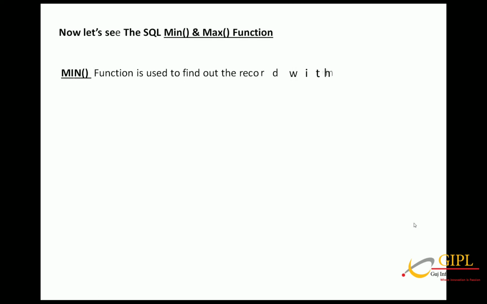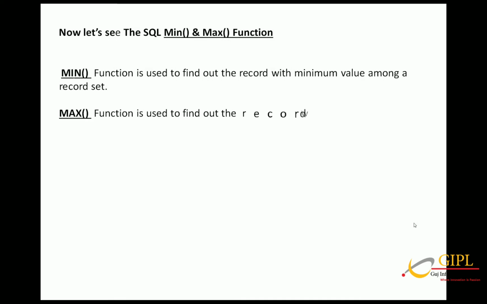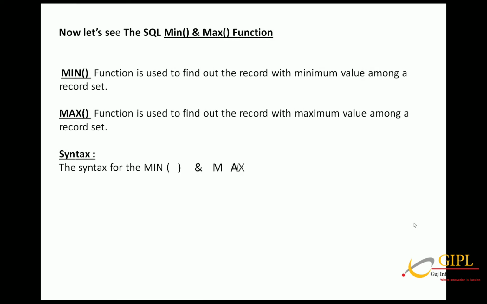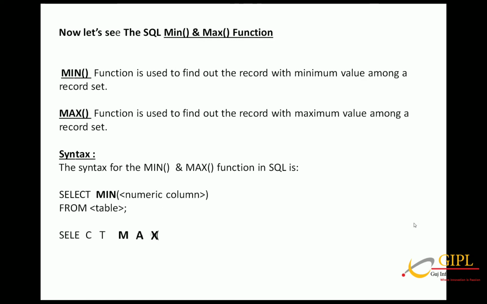Now let's see the SQL min and max function. The min function is used to find the record with the minimum value among a record set. The max function is used to find the record with the maximum value among a record set. Syntax: the syntax of the min and max function in SQL is SELECT MIN(numeric column) FROM table; SELECT MAX(numeric column) FROM table.